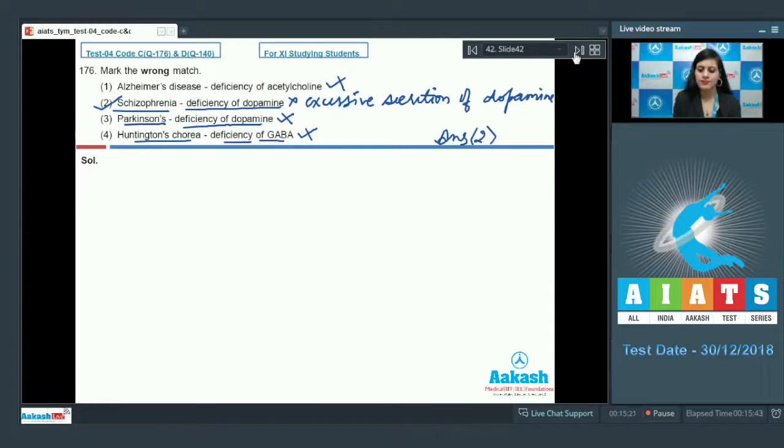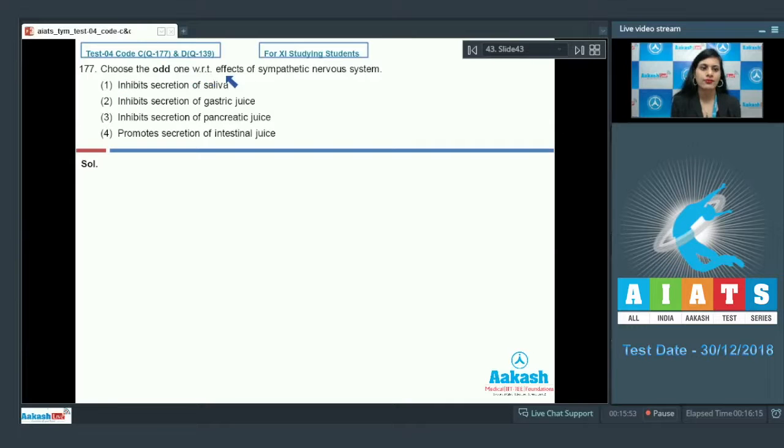Let's discuss our next question. Question number 177. Choose the odd one with respect to effects of sympathetic nervous system. The function of the sympathetic nervous system is to inhibit the secretion of saliva, gastric juice and pancreatic juice. So these are the incorrect options. But it is the parasympathetic nervous system which promotes the secretion of intestinal juice. So the correct answer for this question is option number 4, where parasympathetic nervous system promotes the secretion of intestinal juice. On the other hand, the sympathetic nervous system will inhibit the secretion of intestinal juice. So the correct answer to this question is option number 4.